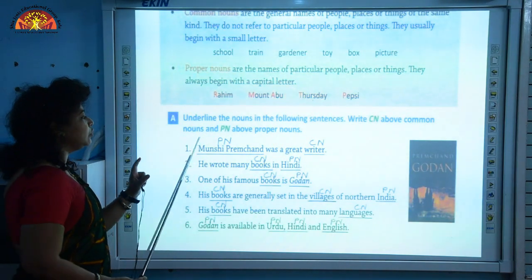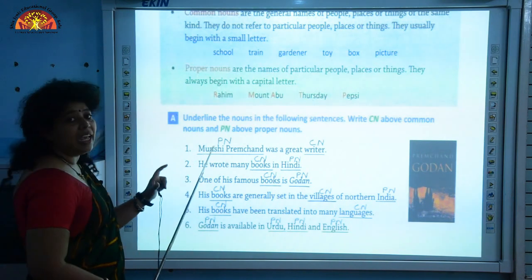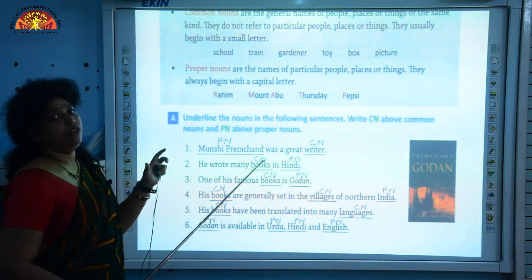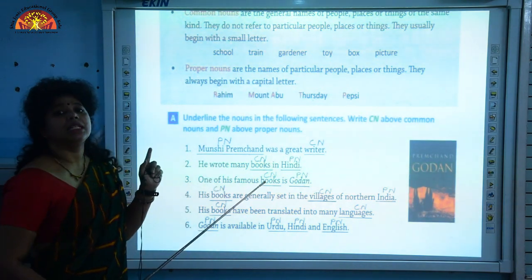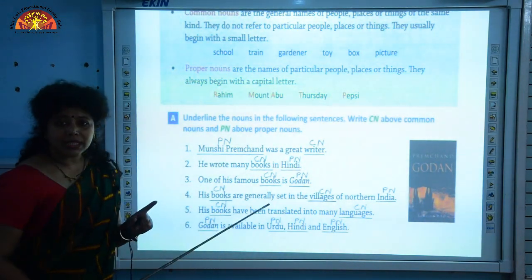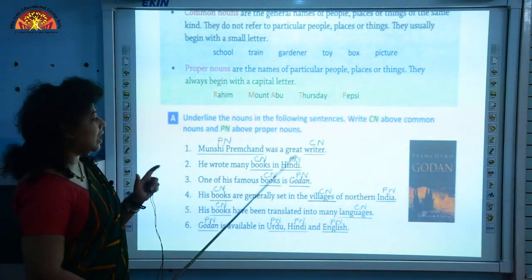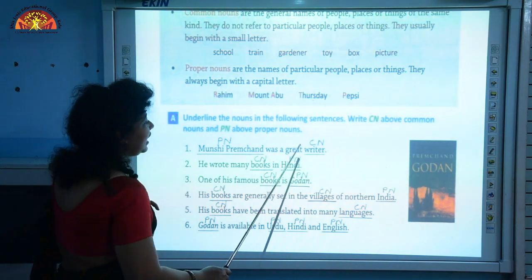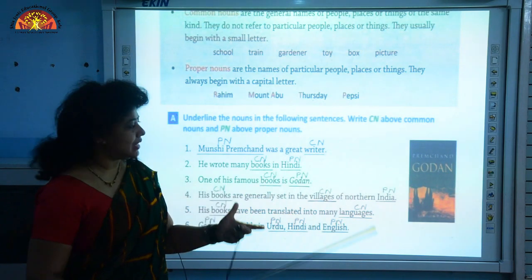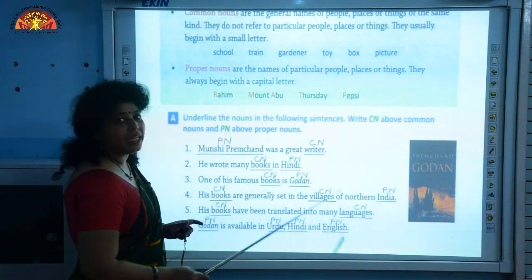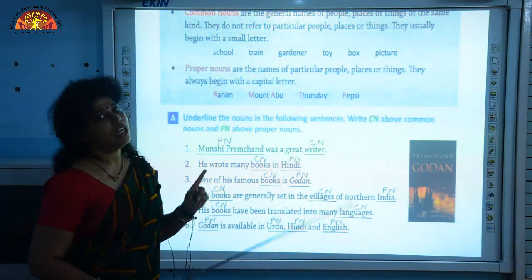Now let us take Munshi Premchand. It indicates the name of a particular, specific person, and Munshi Premchand begins with a capital letter. Hence we can say that Munshi Premchand is a proper noun. Now let us take writer. Writer is the general name of a person who writes books, stories, etc., and writer begins with a small letter, hence we can say that writer is a common noun.